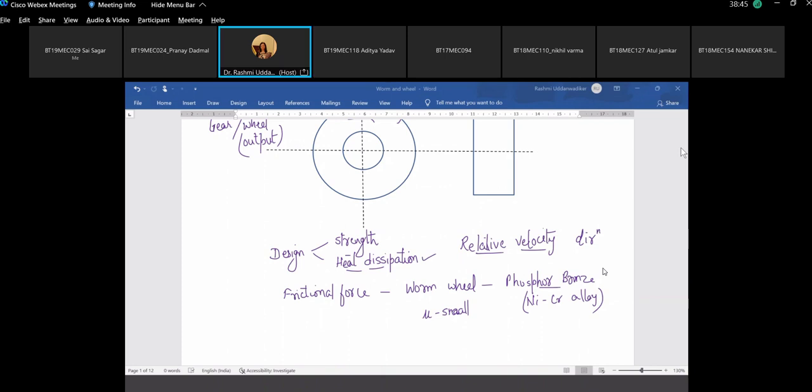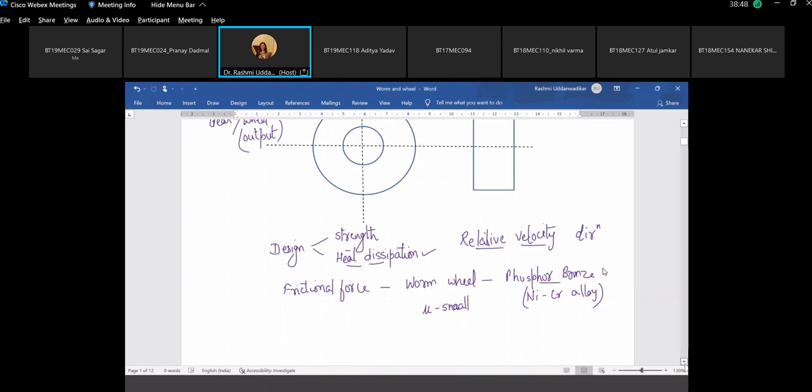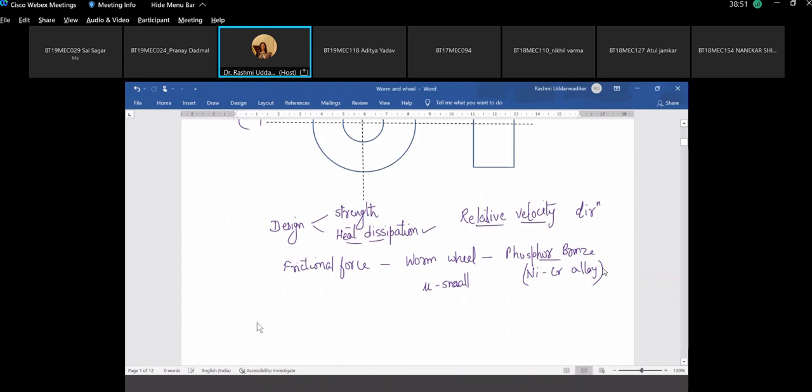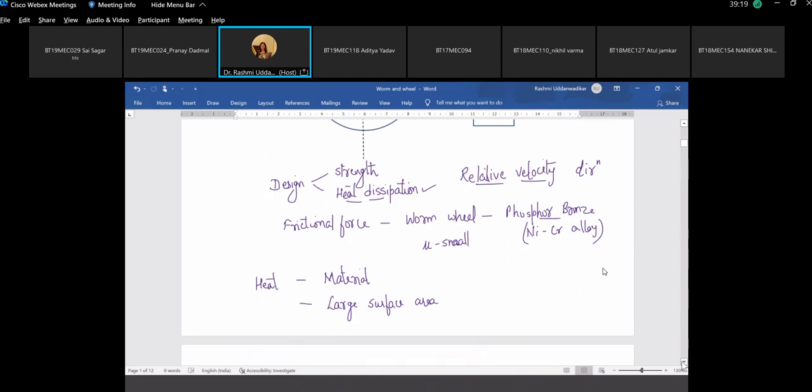And for heat dissipation, we use different ways to ensure that heat is properly dissipated. For effectively dissipating heat, one is the material selection. We have already selected a material with very low coefficient of friction. Second thing that we are doing is we'll make sure there is a large surface area for heat dissipation. So we'll also calculate the area available for heat dissipation, and if by calculation you see that the heat generated is more than heat dissipated, we increase the cross section, we increase the diameter of the worm or worm wheel to improve the surface area.